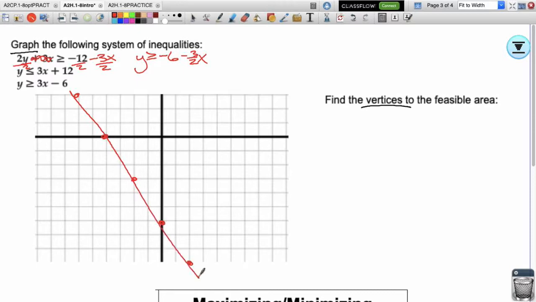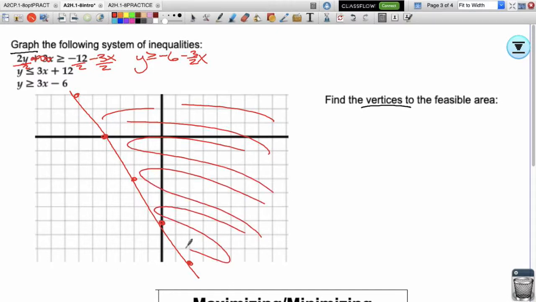And I could test 0, 0, or I could kind of say my shaded area is going to be bigger than my line. Here's my line. Bigger than this line, bigger than the y-intercept is going to be here. If you plug in 0, 0 to test the origin, you would get true. Now I'm going to go to my next line right here.